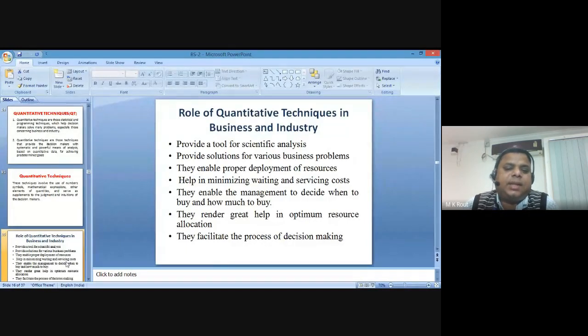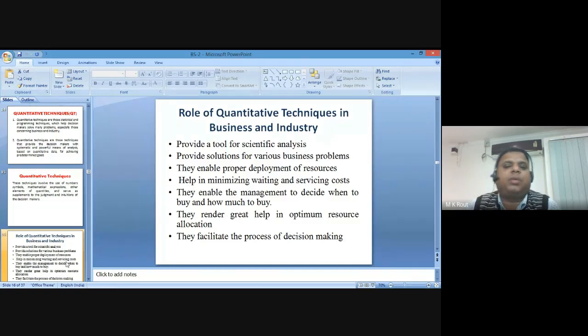The next is they render great help in optimum resource allocation. That means for optimum use of resources, you have to arrange the man, machine, and material, which are the different resources, for different departments. For example, in the steel or metal industry, raw materials are basically used. But if you do not allocate this raw material in an optimum way, that directly goes to wastage. The last point is that they facilitate the process of decision making.